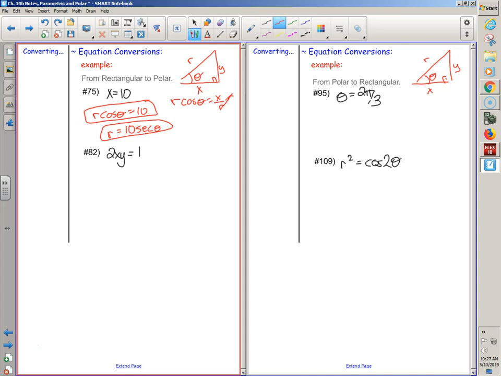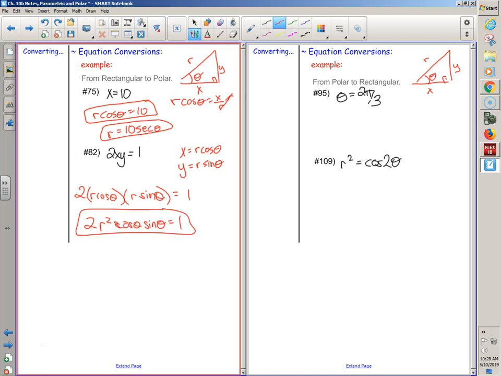How about the next one, though? Is there an xy formula? No. But there is a way to get x and to get y, isn't there? So maybe there's no xy formula, but there is a formula for x and a formula for y. X would be r cosine theta. Y would be r sine theta. Couldn't I say r times r is r squared? So 2r squared cosine theta sine theta equals 1.